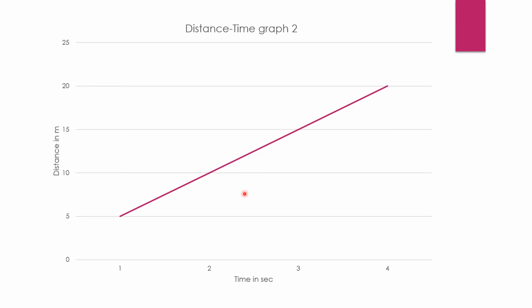Take a look also at this diagram. This is also a distance time diagram. If this is a distance time, this means that we can calculate speed from this graph. Take a look at this. This is the first point.